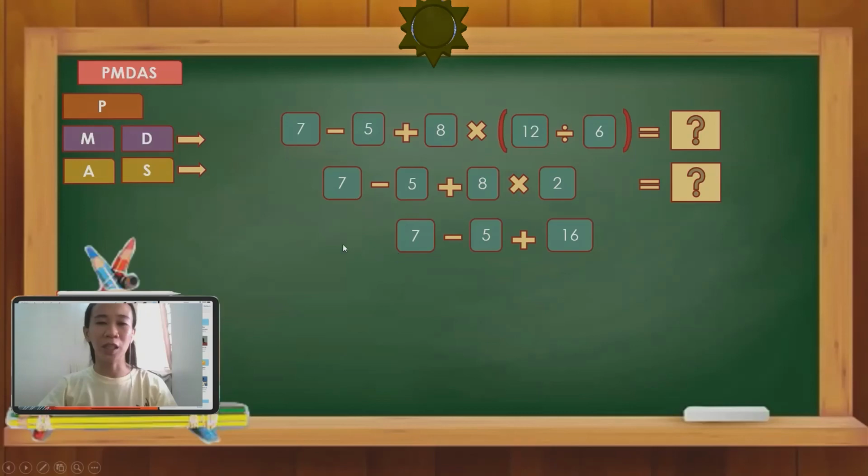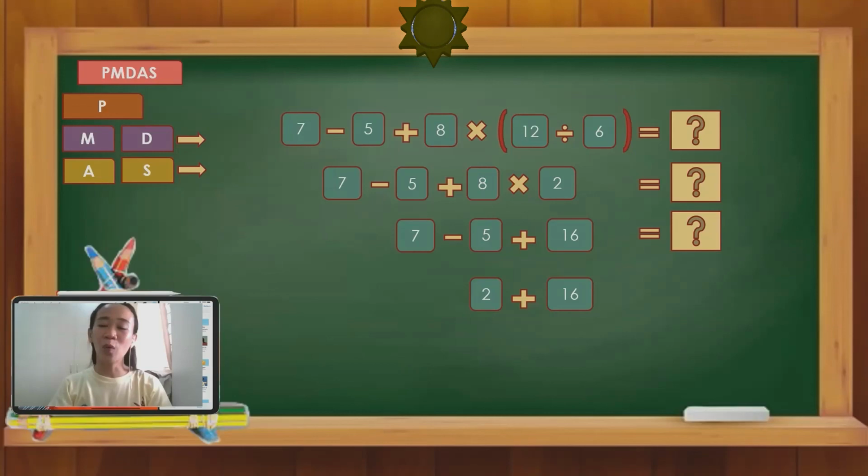The next process is, do we have parentheses? No more. Multiplication or division? No more. Then we will proceed to addition or subtraction from left to right. 7 minus 5, that's 2. And then plus 16. 2 plus 16 is, what's your answer, Guadans? You're doing a wonderful job, Guadans. That is 18. You're very excellent, Guadans.